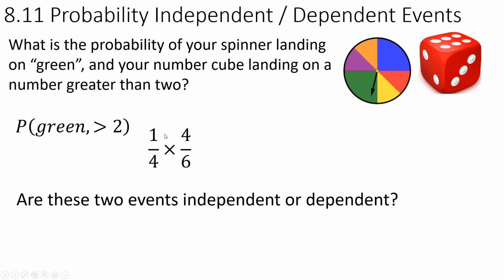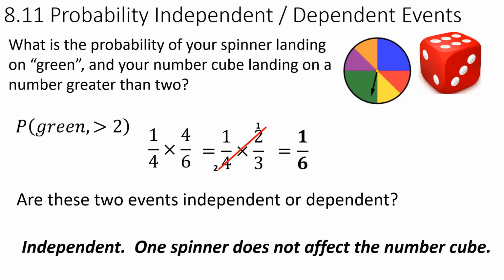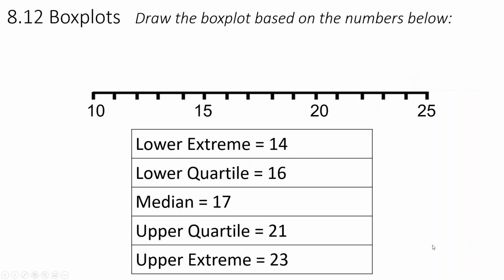So there's your setup, probability of the spinner, probability of the number cube. You could get 4/6 into lower terms. You could also do some cross-canceling here, and you get 1/6. Are these independent or dependent? They're independent. The spinner does not affect the number cube. All right. So here we go.